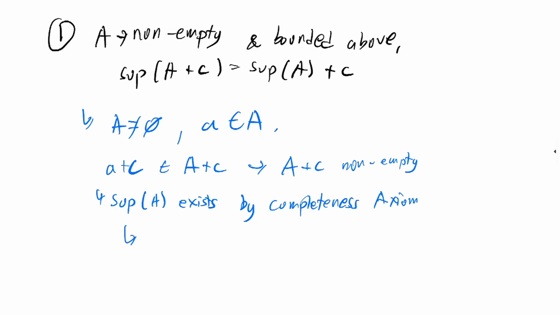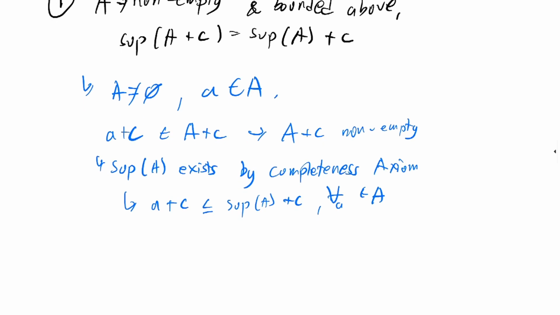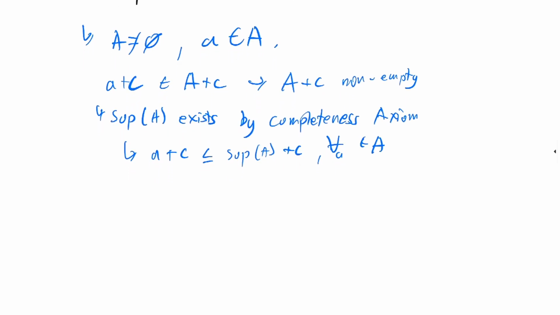And so from this, we can now make the observation that little a plus C must also be less than or equal to the supremum of A plus C for all a within big A. And this makes sense, right? Intuitively, it must be less than the least upper bound. And with this idea, we can show that cap A plus C is also bounded above by the supremum of A plus C. Okay, we're just making very natural statements here.